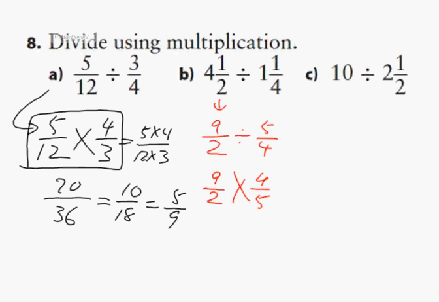So the interesting thing, if I said on a test, what's the reciprocal of 1 1/4? The answer, the reciprocal, is 4/5. And we can't see that until we change it to an improper fraction and then flip the improper fraction. We can't flip a mixed fraction.